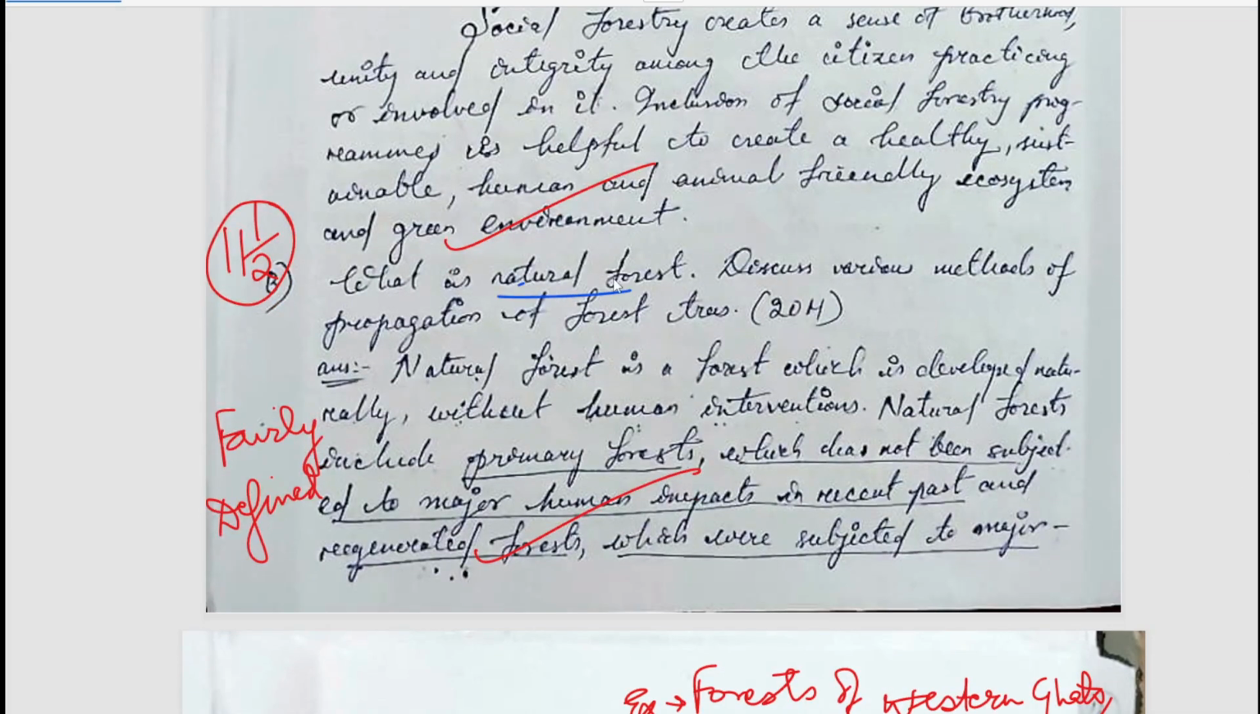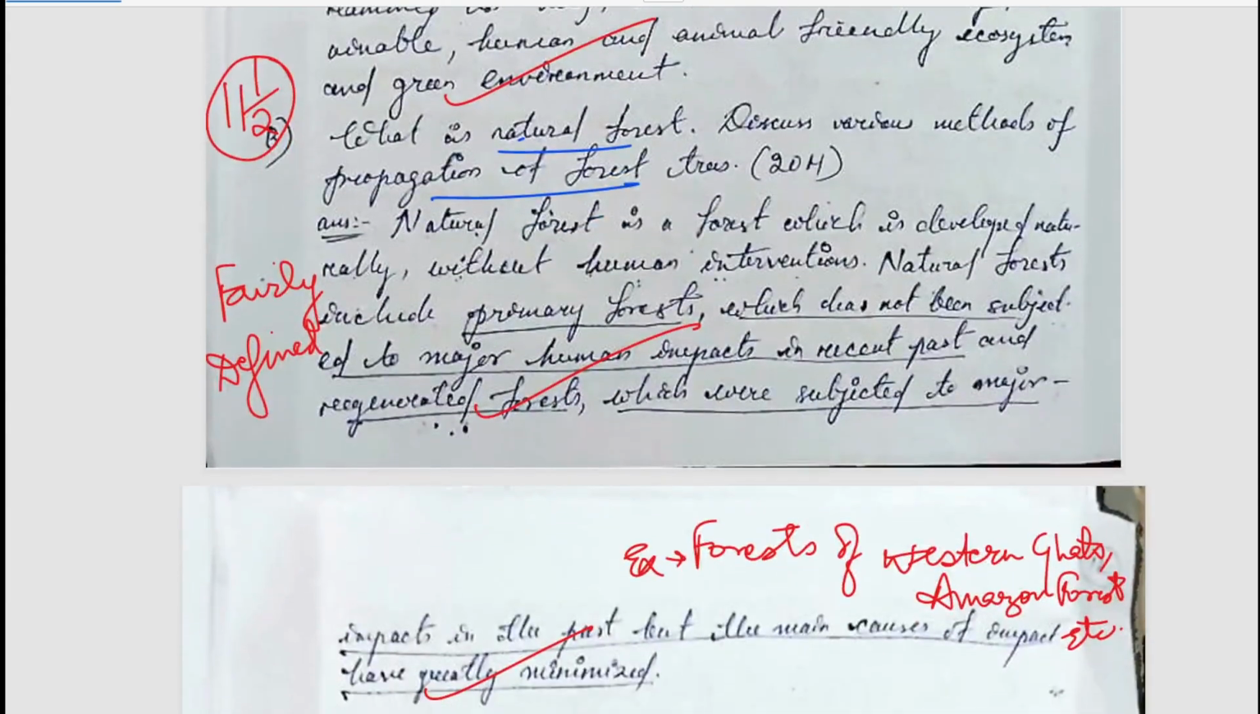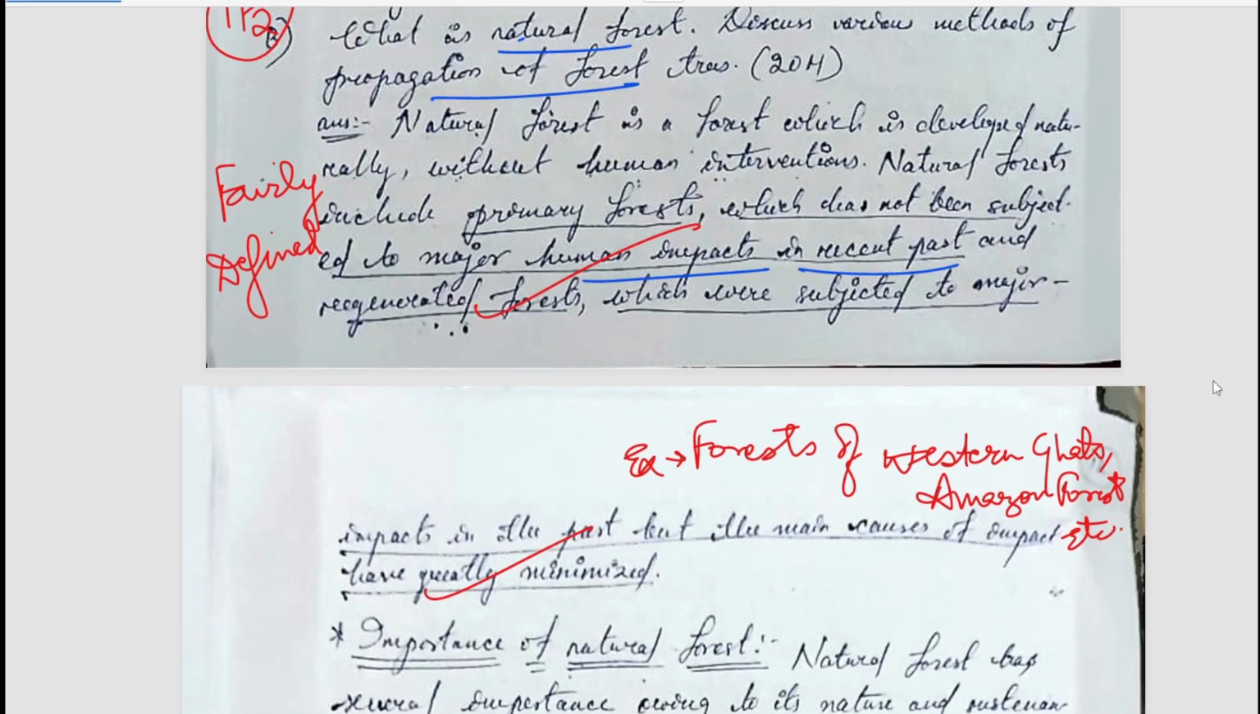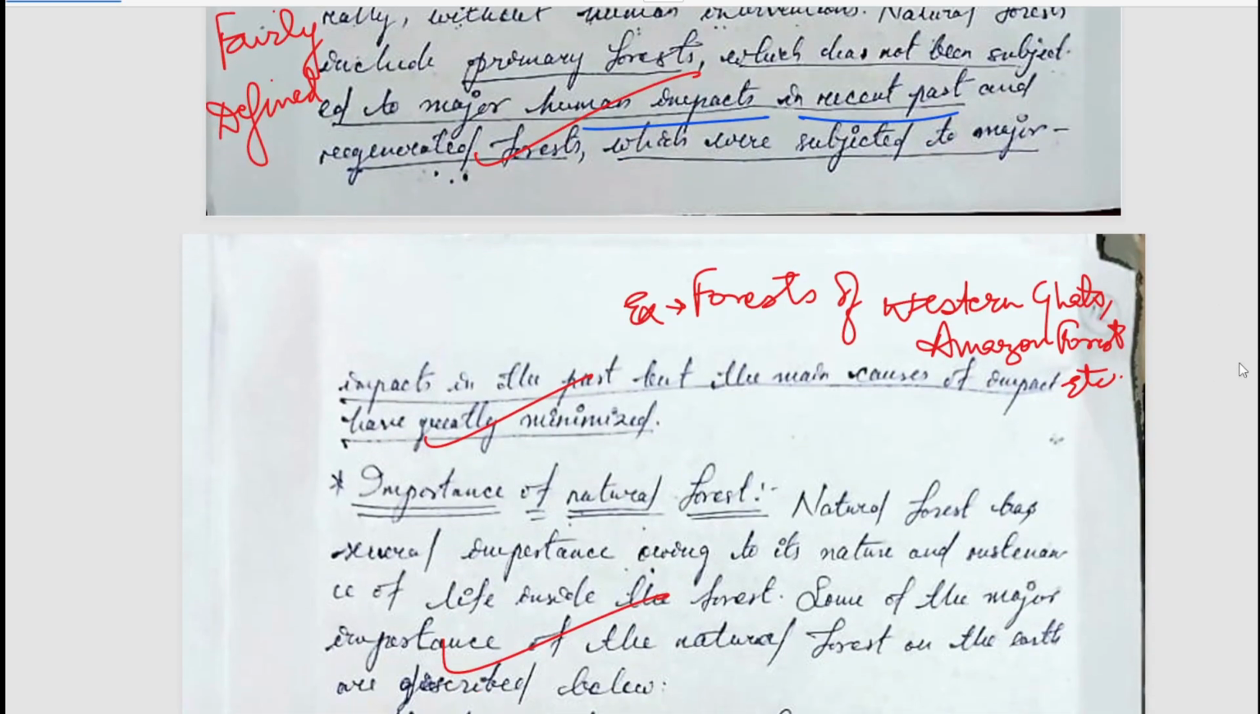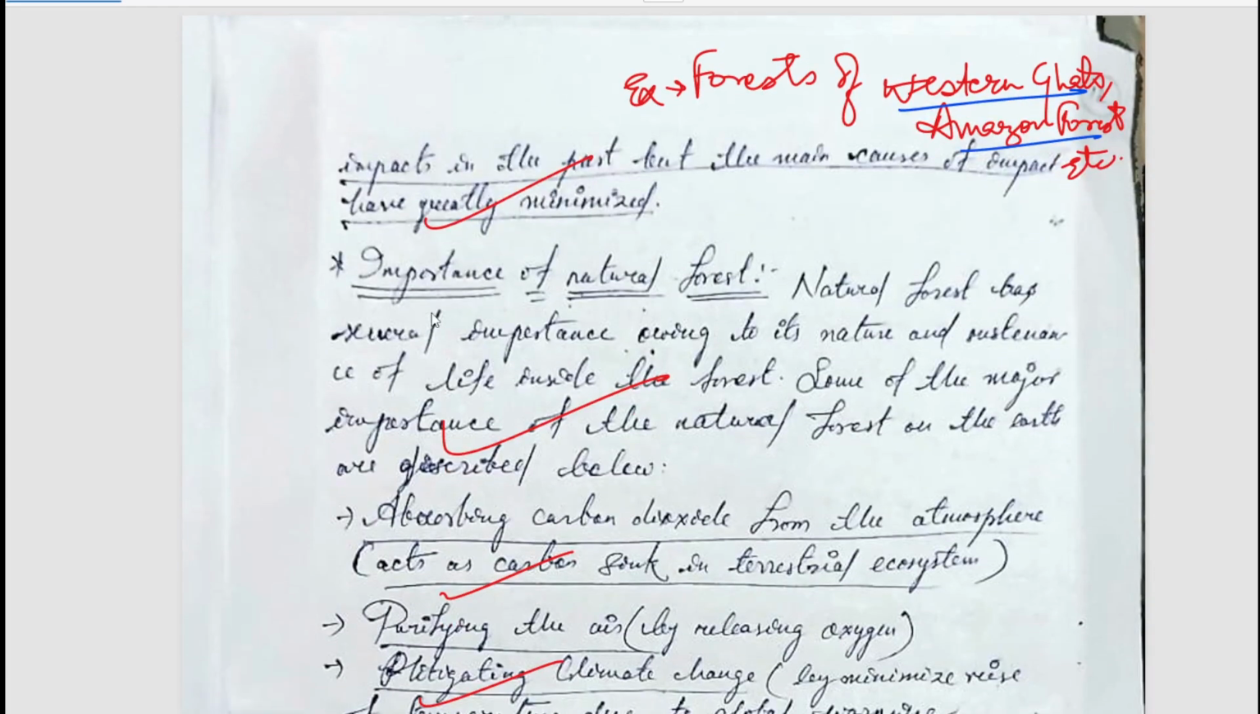What is natural forest? Discuss various methods of propagation of forest trees. So natural forests, we all know, are primary forests that have not been subject to human impact in the recent past, or where human activities are not that present. Those are natural forests. Examples: forests in the Western Ghats, the Amazon forest. Here you will see very little human influence. Importance has been mentioned.